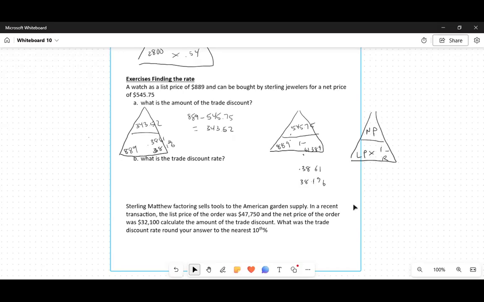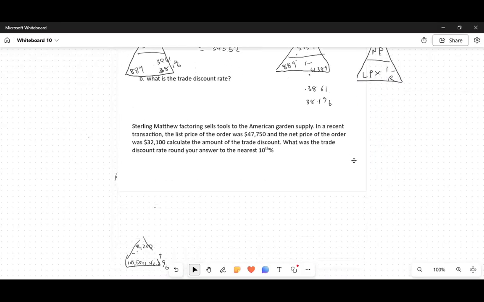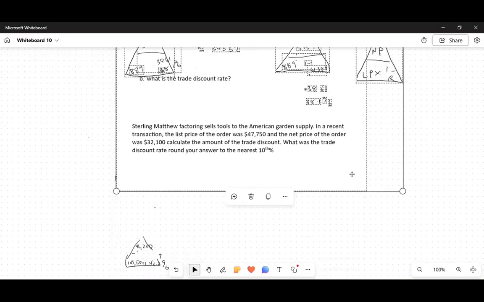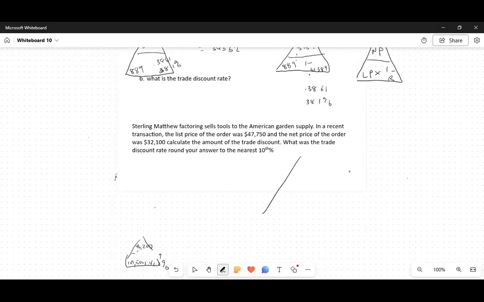All right, last problem on this page is Sterling Manufacturing. I think it's supposed to be manufacturing. It sells tools to American Garden Supply. In a recent transaction, the list price of the order was $47,750, and the net price was $32,100. This one wants to know the trade discount rate, so I'm going to do what I've been teaching you. Now the net price includes the percentage that they paid, so we're going to deduct that out. If I divide these two as they are, and then subtract my answer from 1, that's going to give me the trade discount rate.